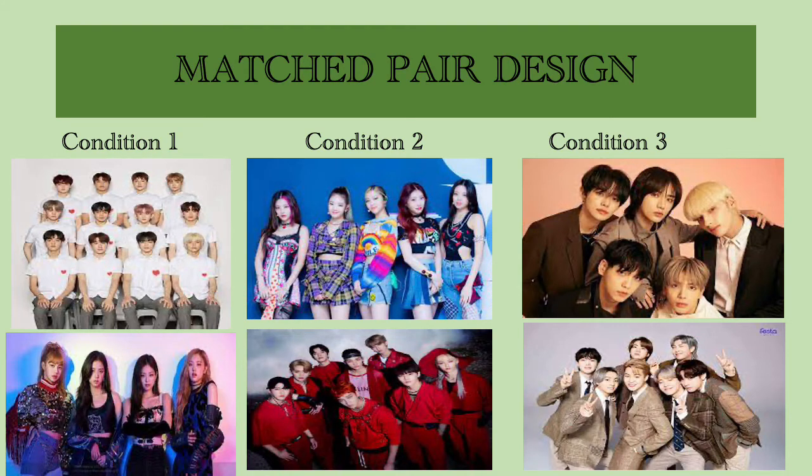Okay, so basically, if these people are participating in the study, they are grouped based on their similarity, which is the company that they come from. So condition 1 are basically YGs, condition 2 JYP, and condition 3 is Big Hit. Okay, so this is what matched pair design means. It's basically participants are grouped based on certain similarities that they have. And those similarities depend on what the researcher wants. It can be like the researcher wanted them to match in terms of intelligence, in terms of personality.